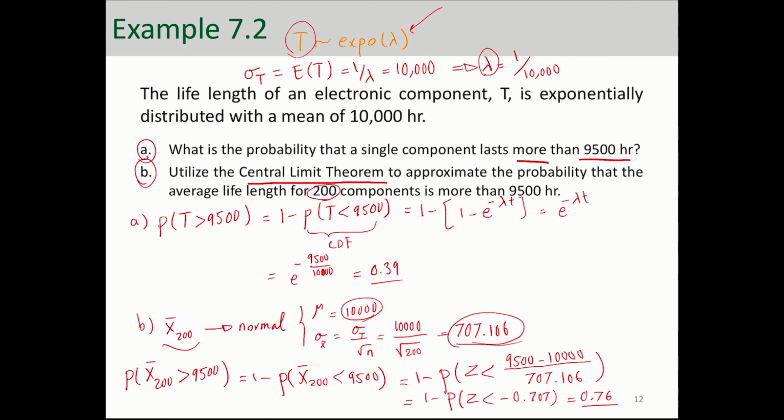So there's a 76% chance that the life is more than 9,500 hours for the average of 200 components.